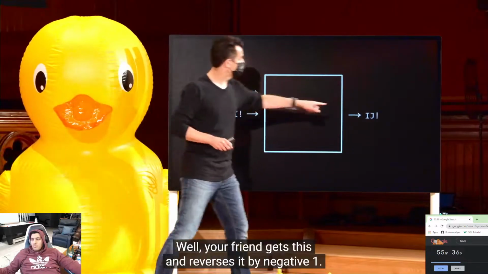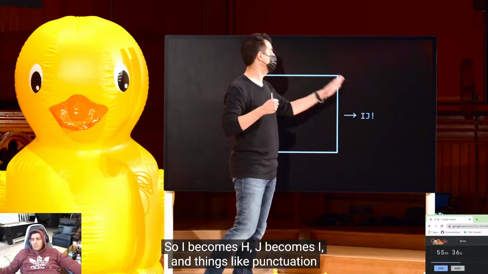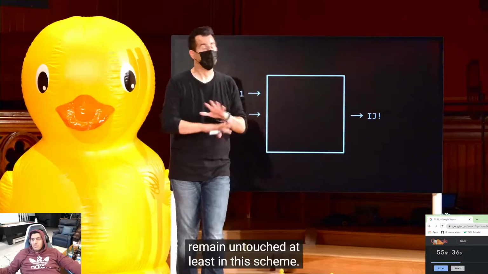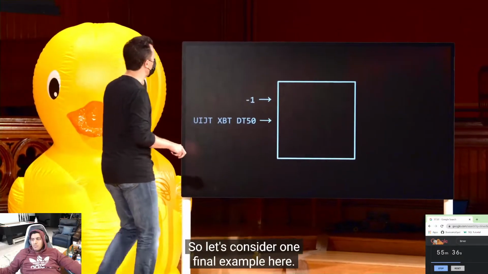How do you reverse the process? Well, your friend gets this and reverses it by -1. So I becomes H, J becomes I, and things like punctuation remain untouched, at least in this scheme. So let's consider one final example here.